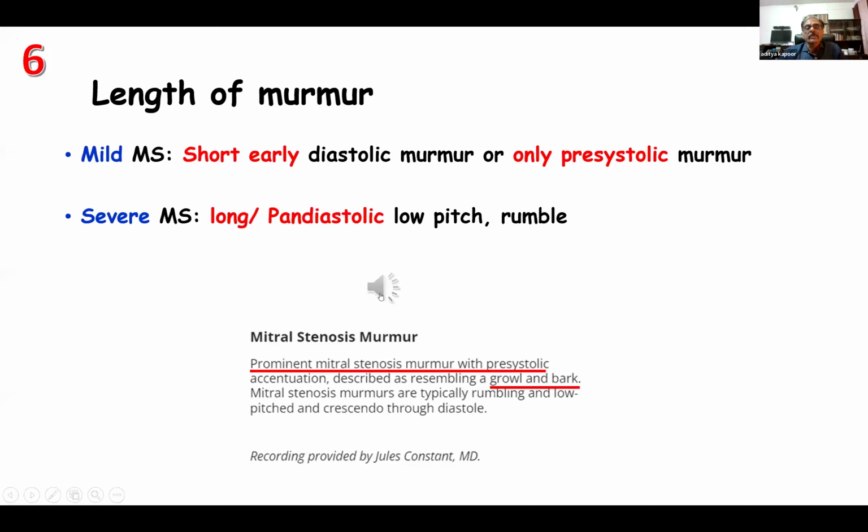But anyway, this is described as a growl and a bark. You can find this audio on the net also, the Jules Constant audio book, or listen to this rumble. So long pan-diastolic rumble is a sign of severe MS.